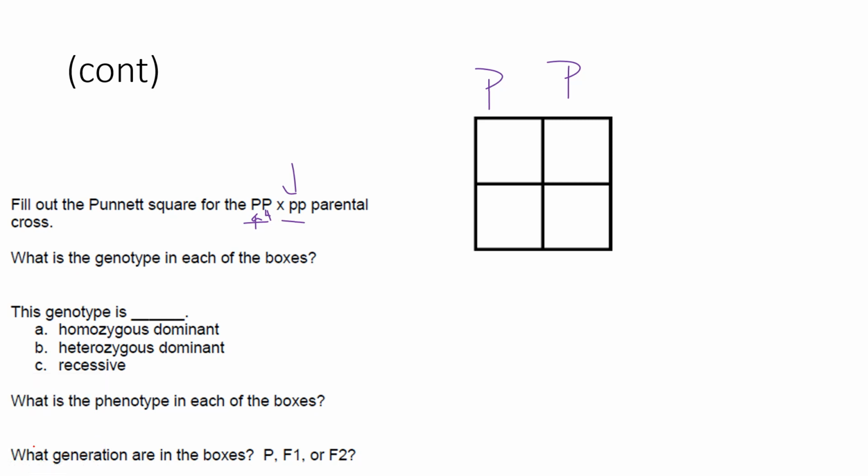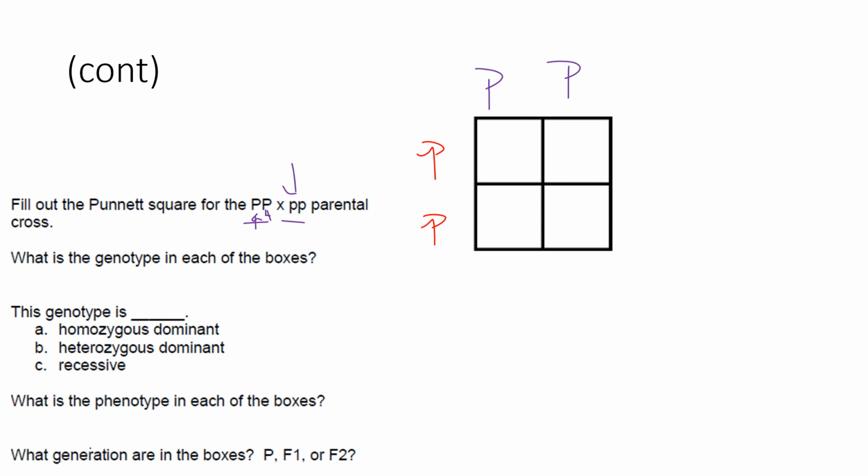Okay, so next. The other parent we're going to put on the side. So little p from one of those little p's, and then the other little p will go right here. After you have put the gametes across the top and down the side, the next thing that you do is you bring the letters that are in the top down into every box that is below that.